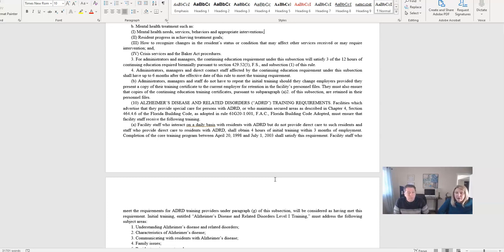So put that under your 90-day column and your 3-month column and the 4-hour initial training. And going down, facility staff who meet the requirements for the ADRD training providers will be considered as having met this requirement. Initial training entitled Alzheimer's Disease and Related Disorders Level 1 training must address the following subject areas.